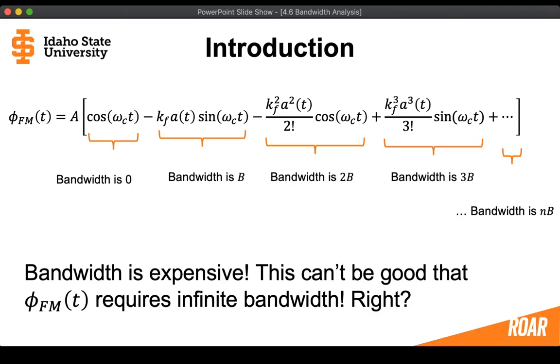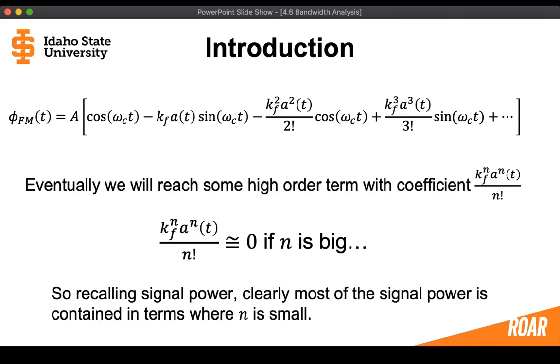Well, that's the exact opposite of what we originally wanted, right? Let's think about this some more. Eventually we're going to reach that very high order term with coefficient k to the n times A to the n of t over n factorial. But the good thing is that if n is a very big number, that's basically going to turn that coefficient into being equal to 0, which means that most of the signal power of our frequency modulated signal is going to be in the early terms of this power series expansion, because that's where most of the signal power is constrained, where the terms of n are pretty small.